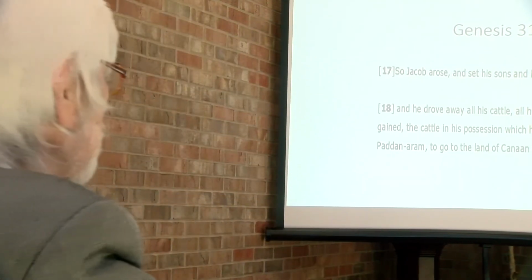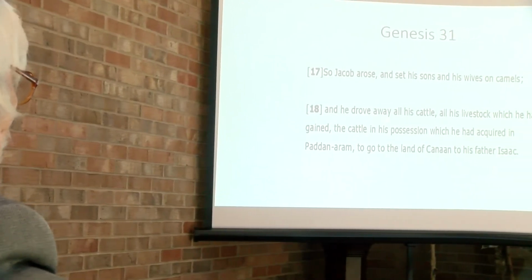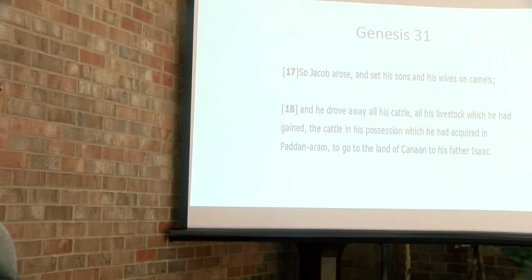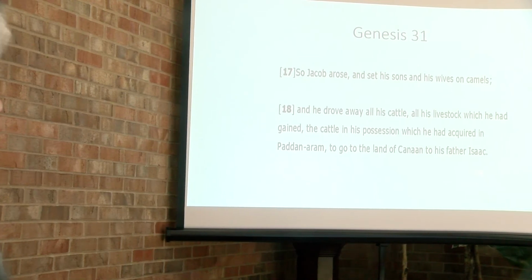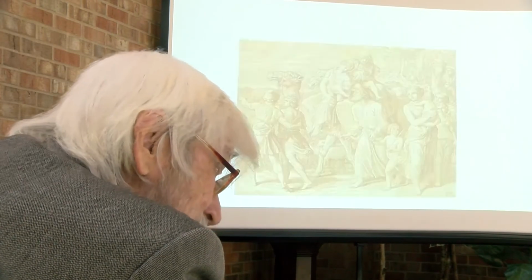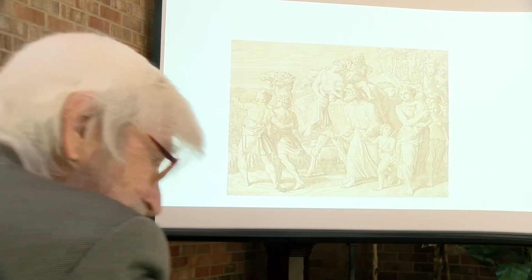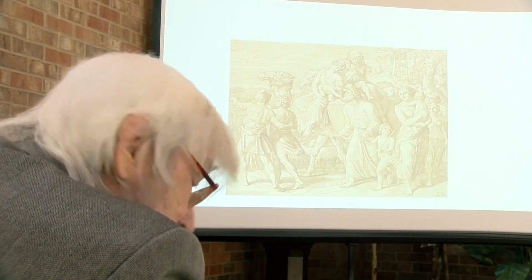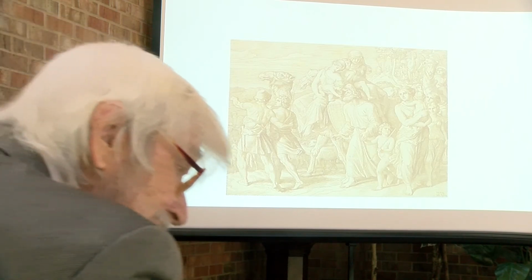So Jacob arose and set his sons and his wives on camels, and he drove away all his cattle, all his livestock, which he had acquired, to go to the land of Canaan to his father Isaac. Now, interestingly enough, Isaac was still alive at this time. Here are some pictures of him getting up to leave. It was quite an entourage when you figured that he had 2 wives, 2 concubines, and at least 12 children.